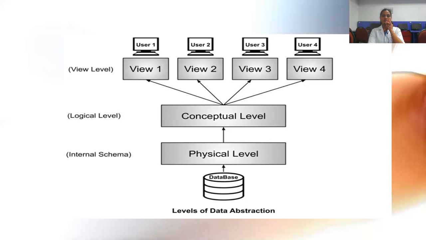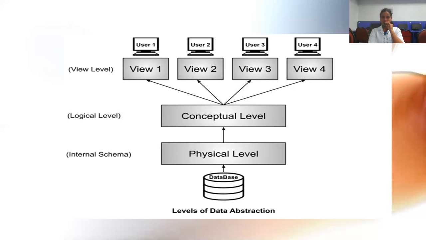And in the physical level, for a particular application, what data do we need? Then the data will be stored in some structure. We can use tags, queues, and other data structures. Using that, we can store the database. Here, how the data are going to be stored can be described in the physical level.